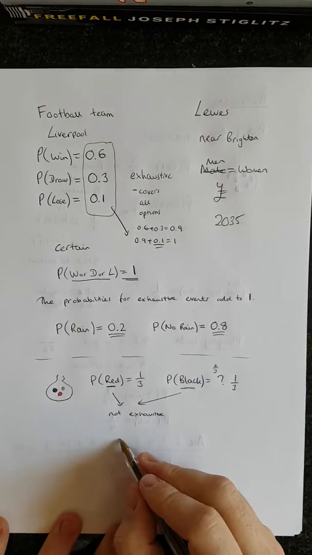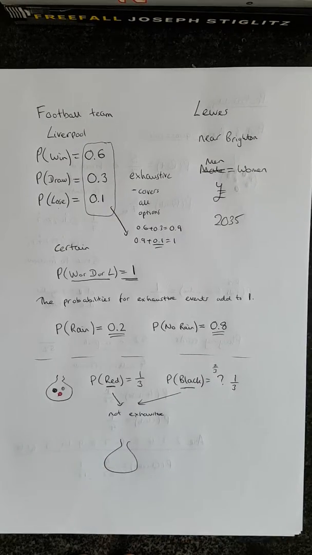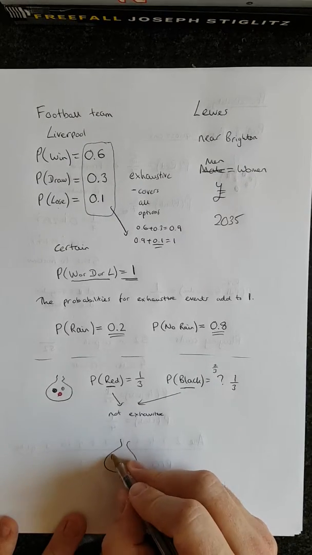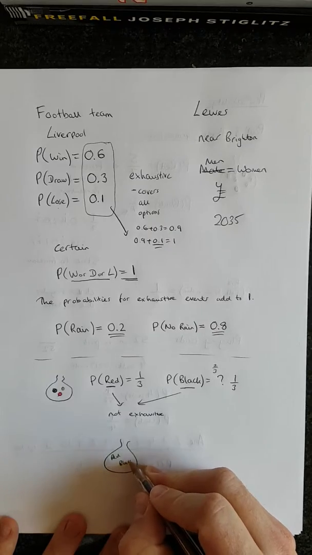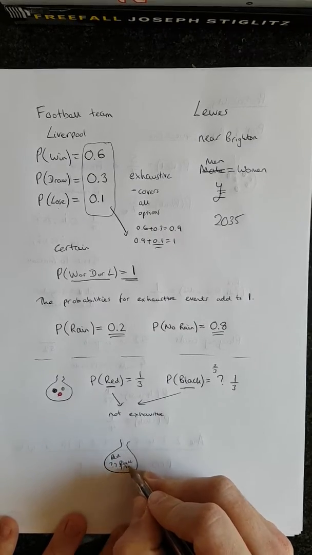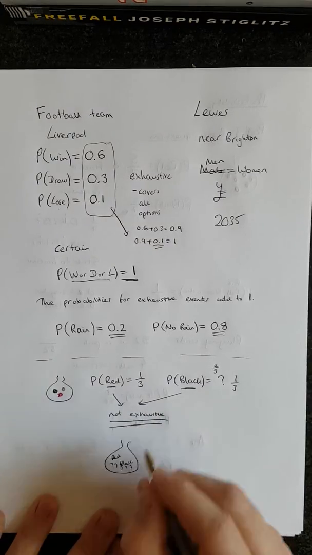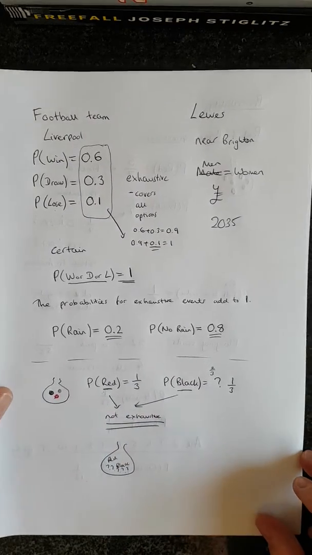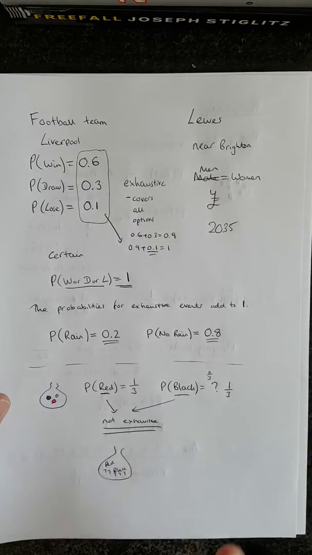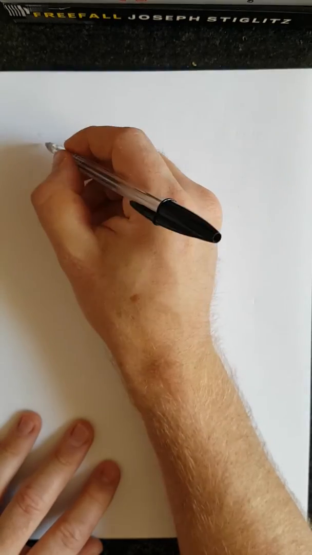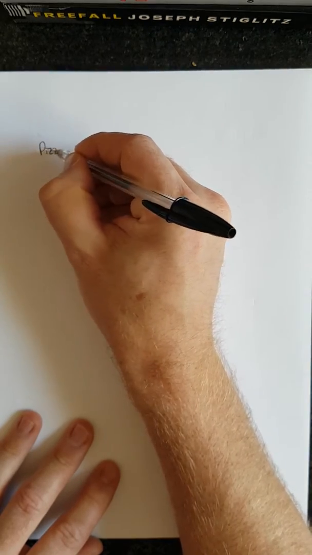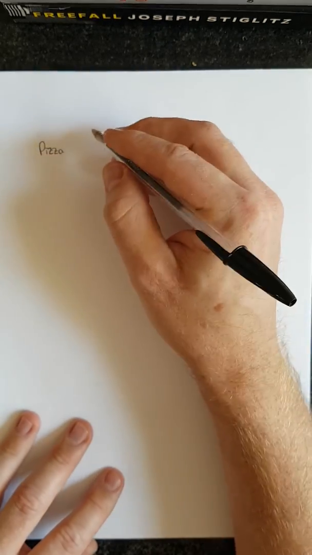But if we just had a random bag, we know it's got red in it, we know it's got black in it, but we don't know if there's anything else. We can't work it out. So it's really important you check whether your events are exhaustive. So let's do 2 more questions on this to get your head into it. So first one, and this is a classic old style exam question, and then I'll do a harder one.